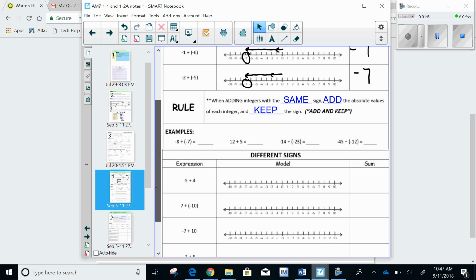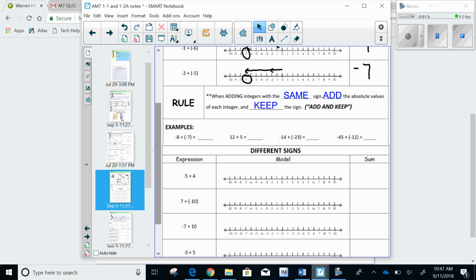Now, using that rule, you don't have to model these on a number line. You're just going to get your answers. So pause the video, take a second to do these 4 problems, and then hit play to check your answers. So you should get -15. 12 plus 5 is 17. -14 plus -23 is -37. And -45 plus -12 is -57. We're adding the absolute values and keeping the negative sign.